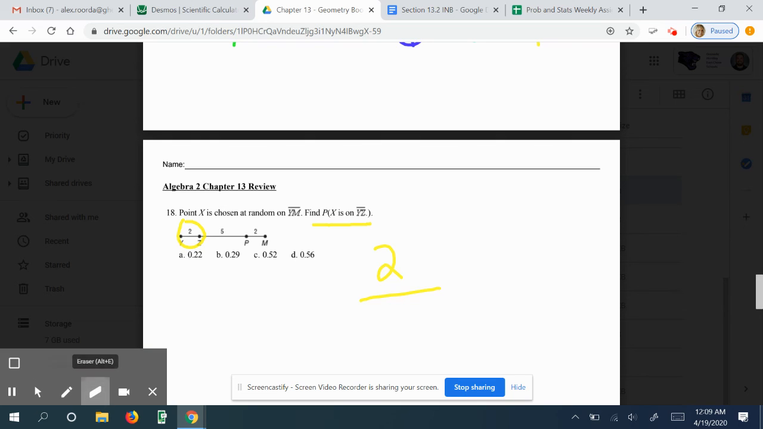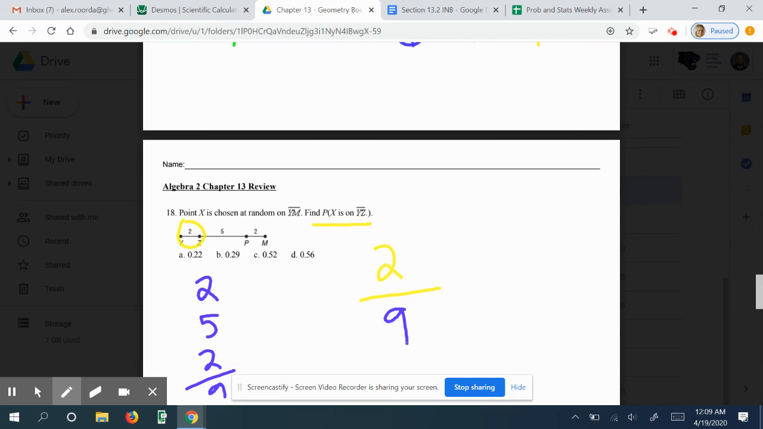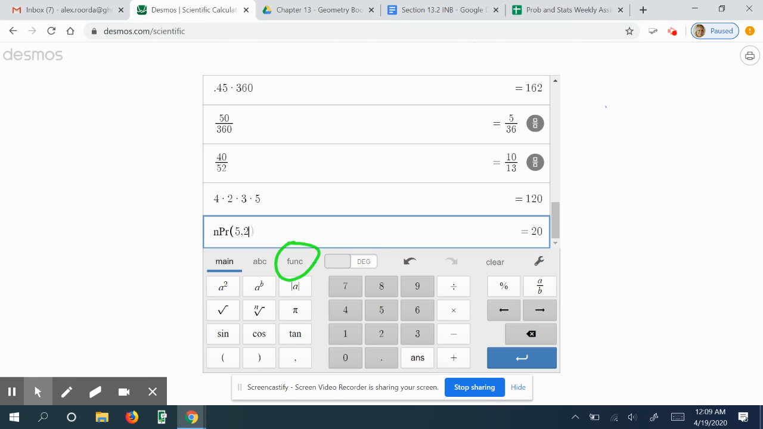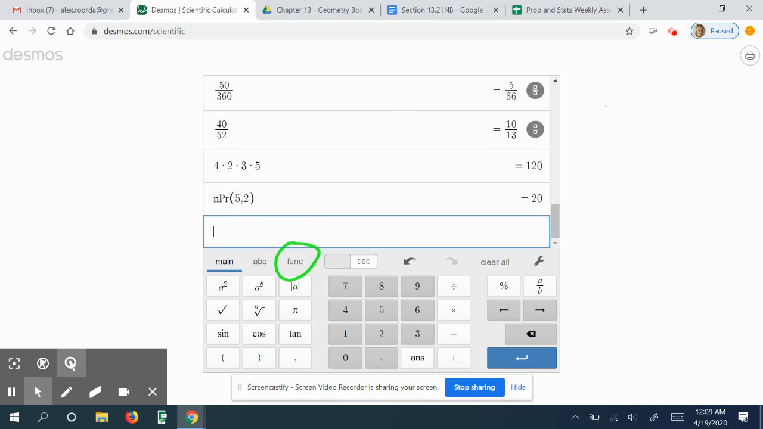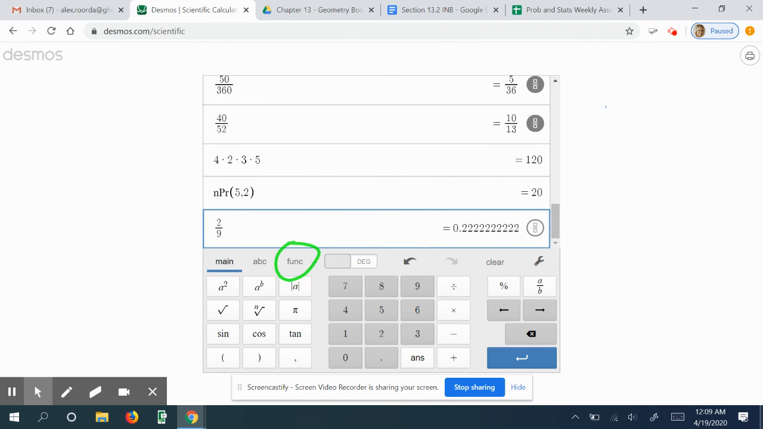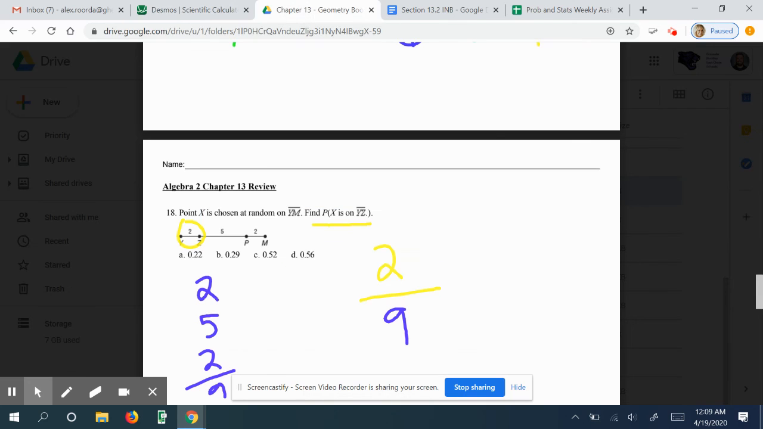And so to figure that out, the first part is 2, and I have 5, and I have 2 more. That's a total of 9. This would be 2 out of 9. And if you're not sure what that is as a percentage, what we can do is go to our calculator, and we would do 2 divided by 9, which is 0.2 repeated, which means it would be A, 22%.